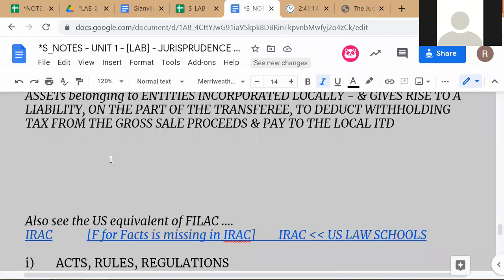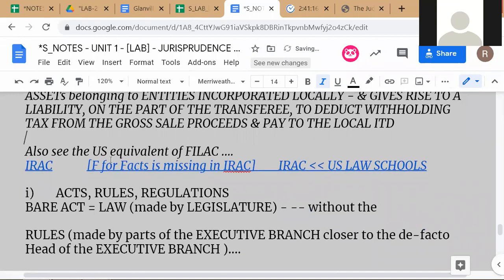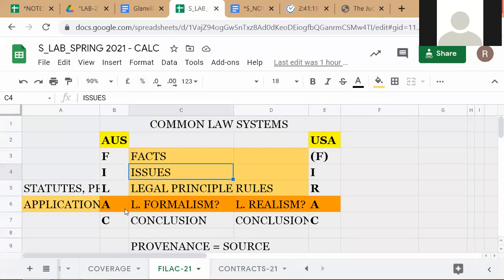Another statement I would make about this particular case. If you go back to this drawing framework here, you see that under the application part, the A is for application. It's the same for both. Under application, I've written formalism. L is for legal formalism and realism. This is where, when the law is being applied, the formalism and the realism come into play. These are the jurisprudential philosophies that the judges subscribe to.